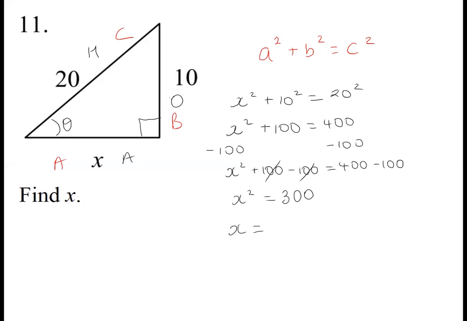Square root of both sides leaves us with plus and minus the square root of 300. Because it's the length that we're working out, it's the positive value that we need to take, and this is your answer. Okay?